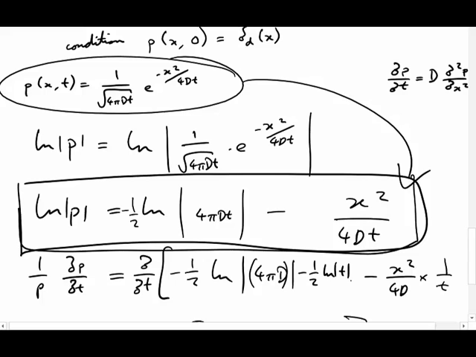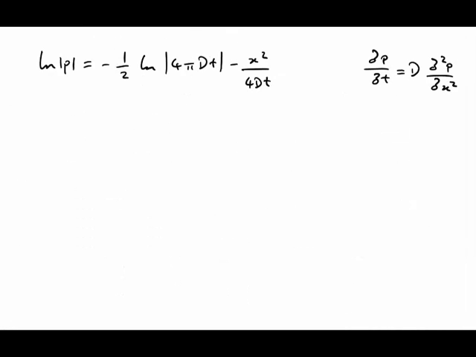Okay, so I'll just rewrite this out again for you. I've written it all out again. So I'm after d2p by dt. I've got this, and I want to find out what d2p by dx squared is. So how I'm going to do it is I'm going to differentiate with respect to x first.